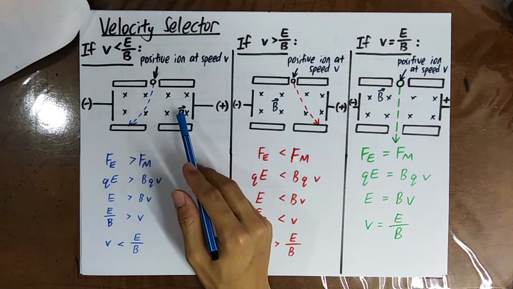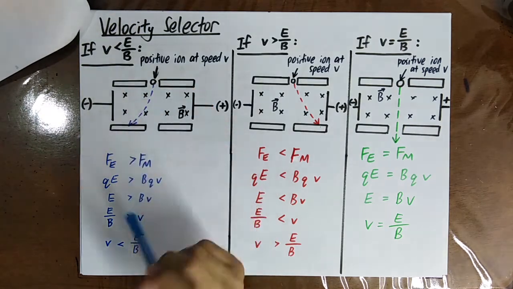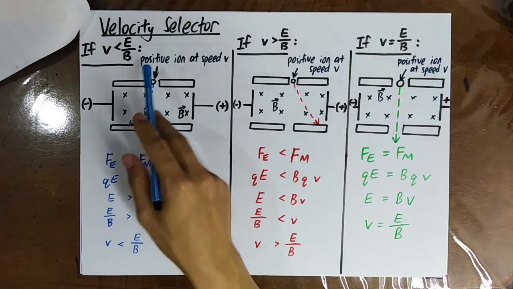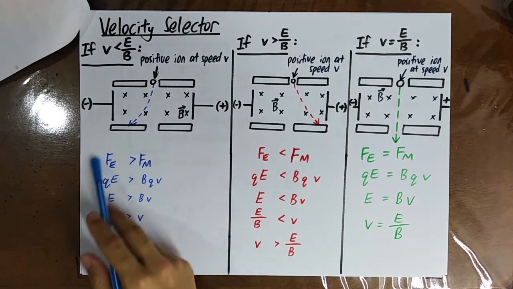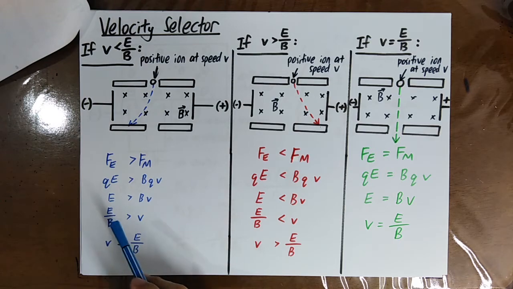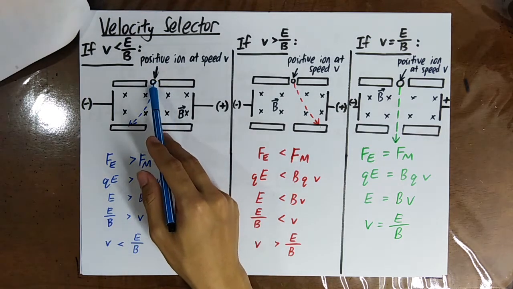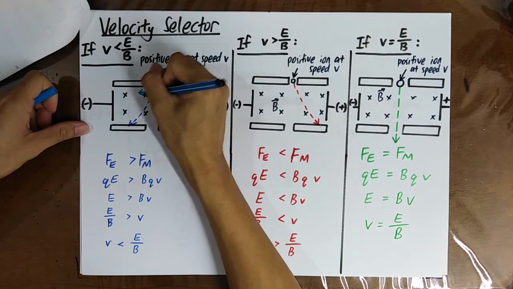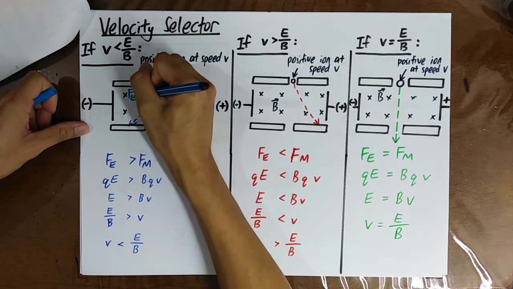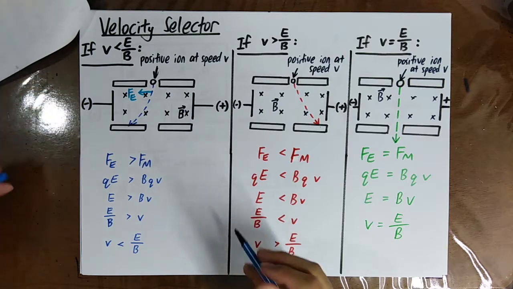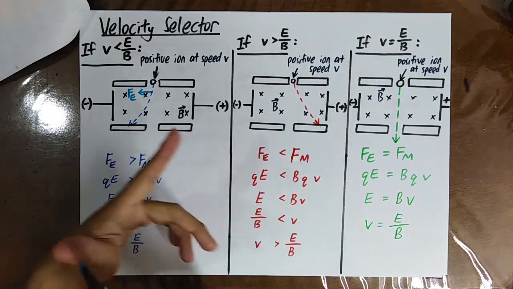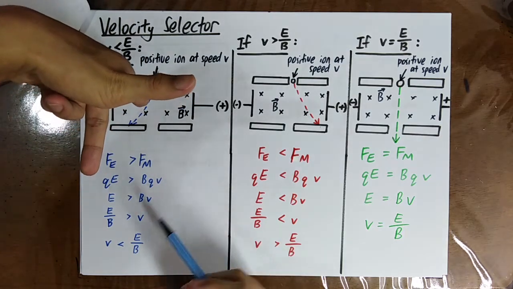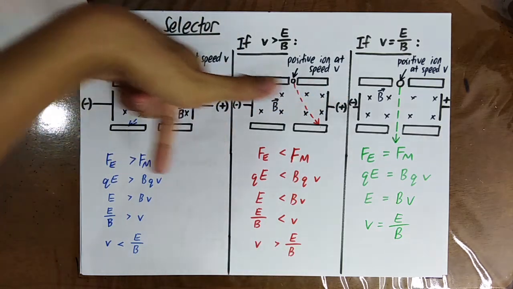And then the direction of the magnetic field is into the page. So you know that inside this space, the positive ion will experience both electric force and also the magnetic force. This is a positive ion. This is the negative plate. So you know that the direction of the electric force is to here. B is into the page, F = BQV. So you know that the direction of the magnetic force is to here.